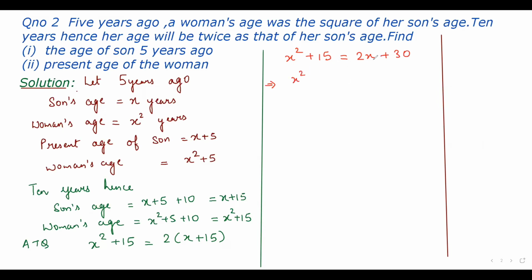Now convert it into a quadratic equation. So all the constants and variables will be transposed to the LHS. x square plus 15, 2x, when you transpose it will be negative 2x. 30, when you transpose, the sign will change. Minus 30 is equal to 0. So x square minus 2x, 15 minus 30, minus 15. This minus 15 is equal to 0.